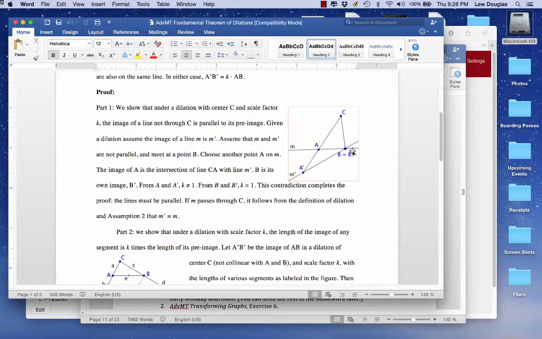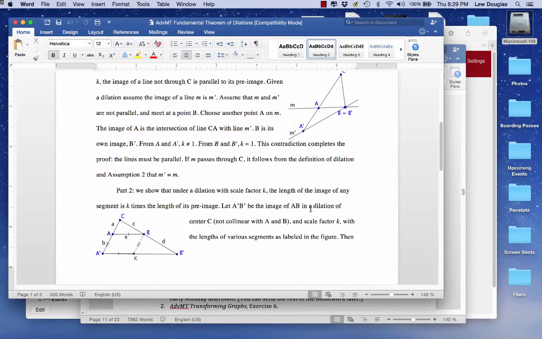But that's a contradiction, because the scale factor is a constant. So they can't be parallel. They must be parallel. So the image of any segment must be a parallel segment if the segment is not collinear with the center of dilation. Okay, part 2 is a little harder.